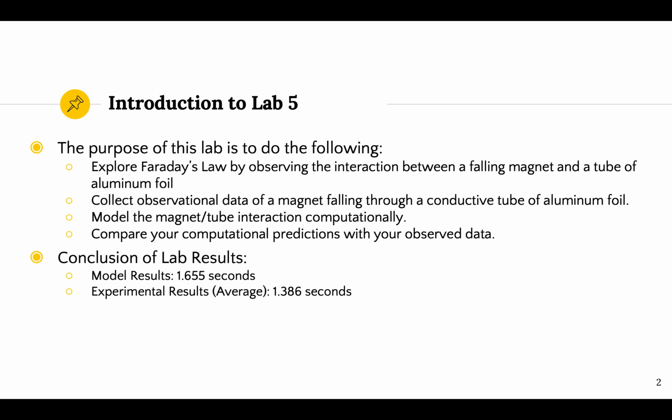My conclusion of my lab results was that the model results showed it took 1.655 seconds for the bar magnet to fall through the aluminum tube, and the experimental result, an average of 5 trials, was 1.386 seconds.